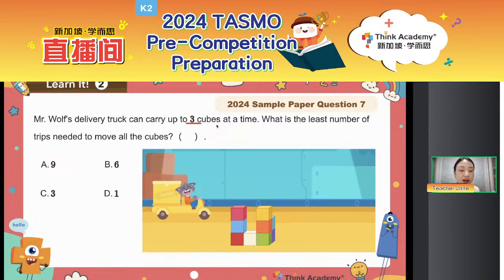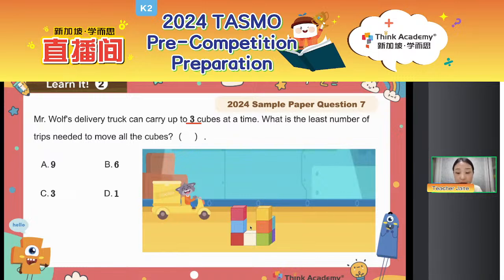Everyone, this time we want to see each time he can carry up to 3 cubes. We want to see in total he needs to move how many times, right? So probably we can just start by counting how many cubes there are in total, right? So everyone, let's do the counting together.